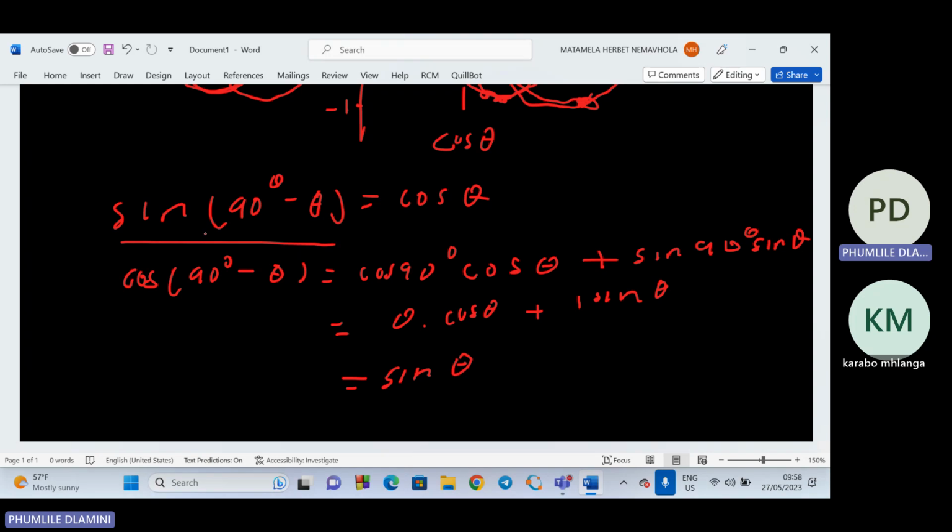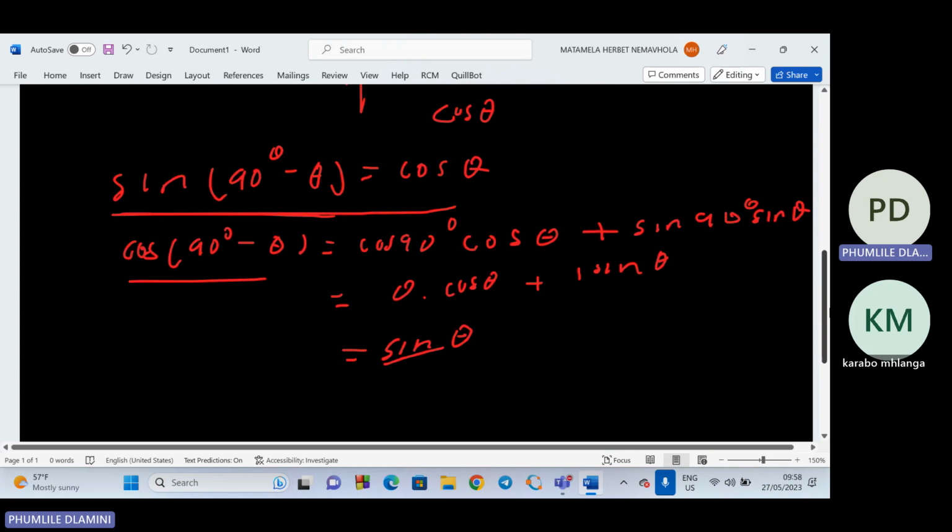Because I have shown you, you don't have to write this out. You must always remember when you are studying that cosine of 90 degrees minus theta equals sine theta. Yes, you must remember these two identities.